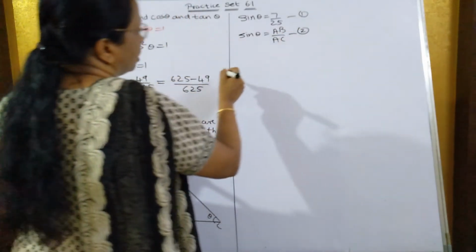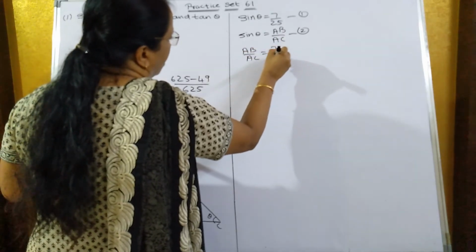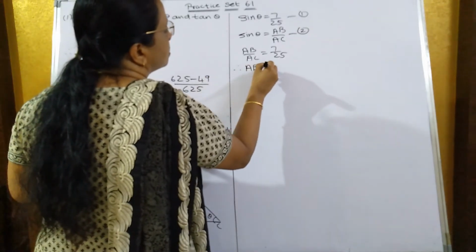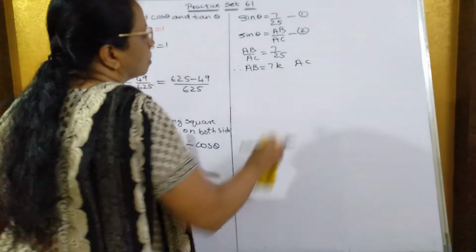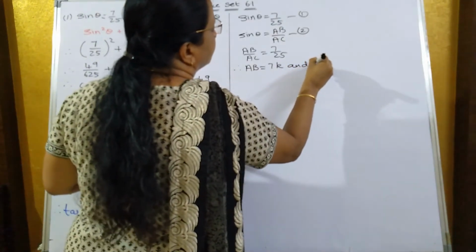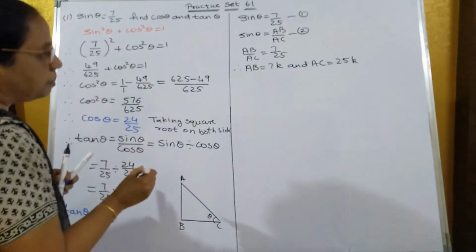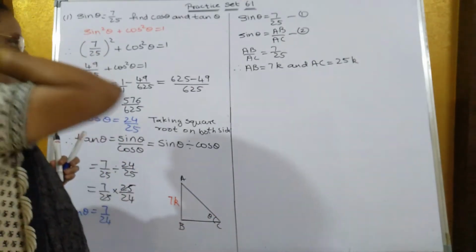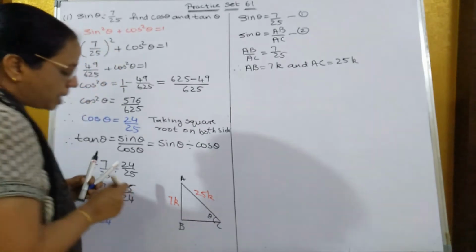So from 1 and 2 what we get? AB upon AC is equal to 7 upon 25. Therefore AB is equal to 7K and AC is equal to what? 25K. So in the diagram you will get AB is equal to 7K. K is a common multiple for both of them since it is in ratio, and AC is what? 25K. Now we will find out BC by Pythagoras theorem.